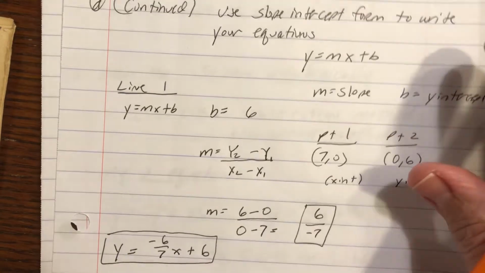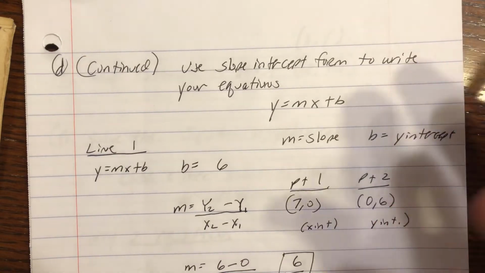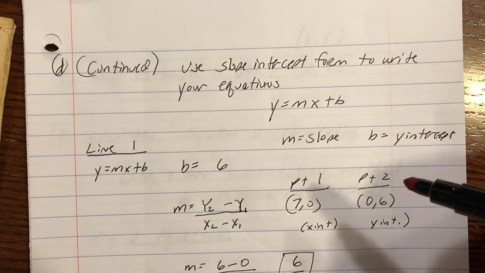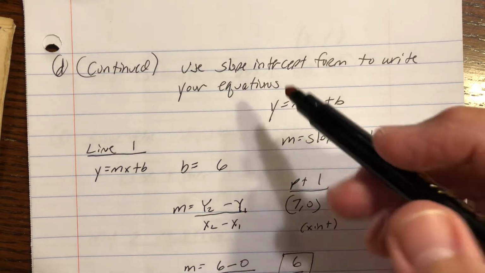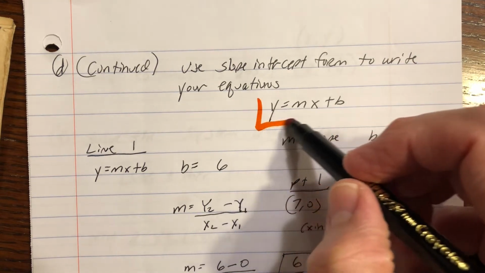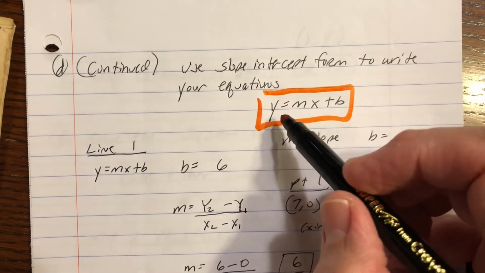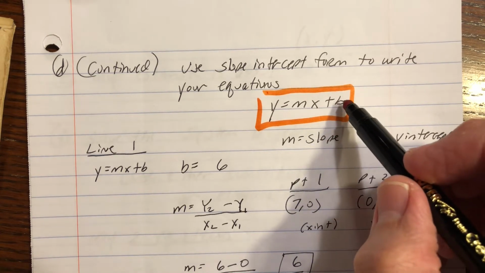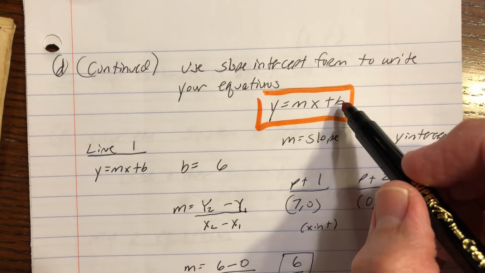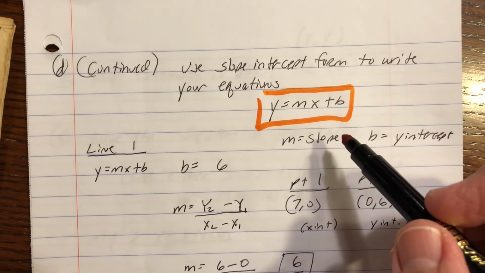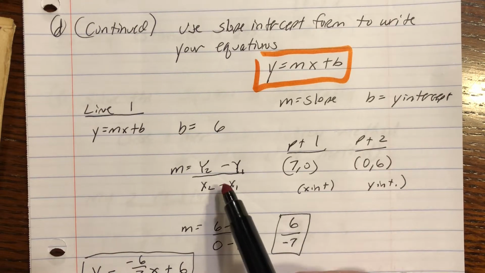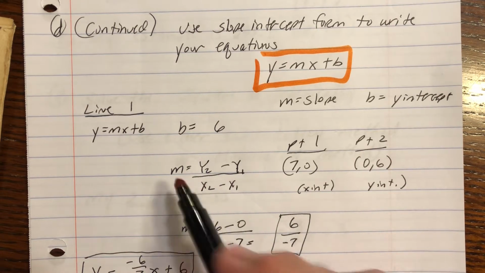Remember your slope formula is y sub 2 minus y sub 1 over x sub 2 minus x sub 1. And we want to put our final answer in the form y equals mx plus b. We've got the b's for both equations from the previous questions B and C. So I'm going to find my slope now for line 1. Once again, here's my slope formula.